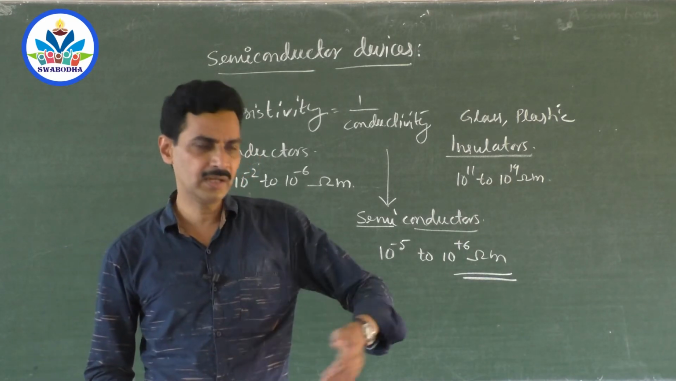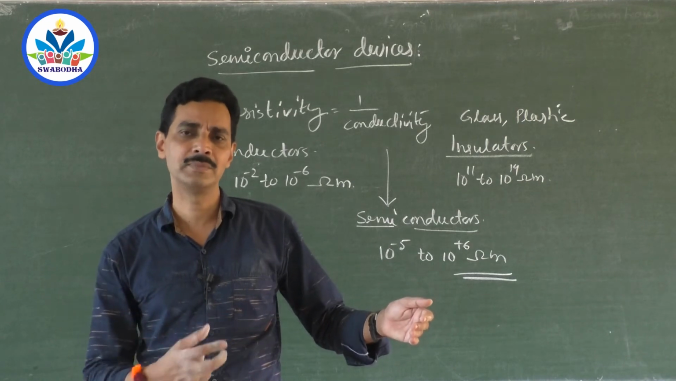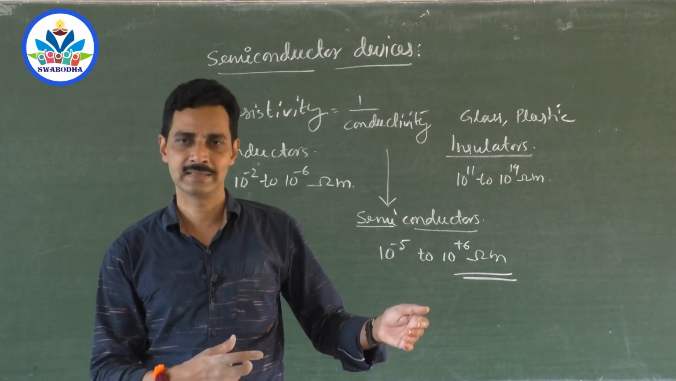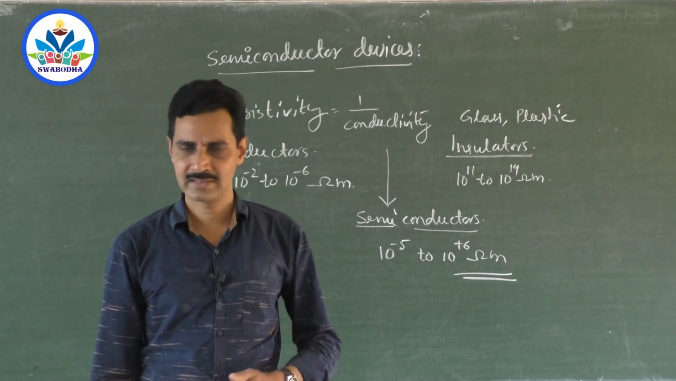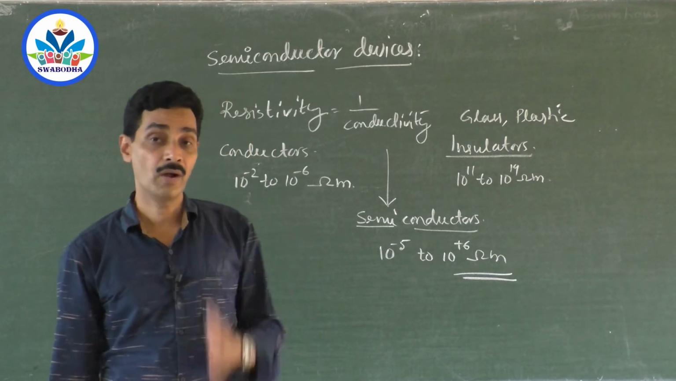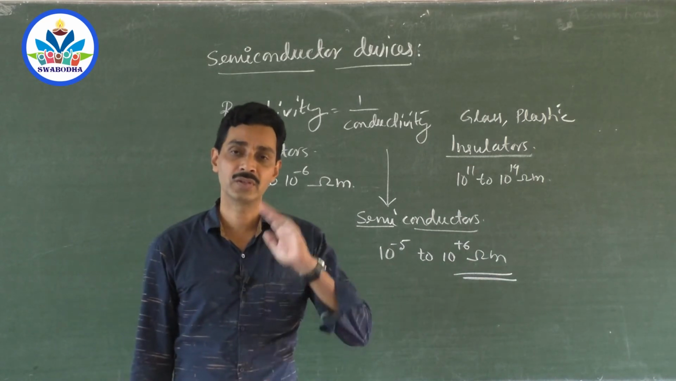If you want a particular current to flow through, you can control it by controlling the number of free charge carriers. If you want a very high current to flow through, you can increase the charge carriers and you can do so. And these are all done by a process called doping.